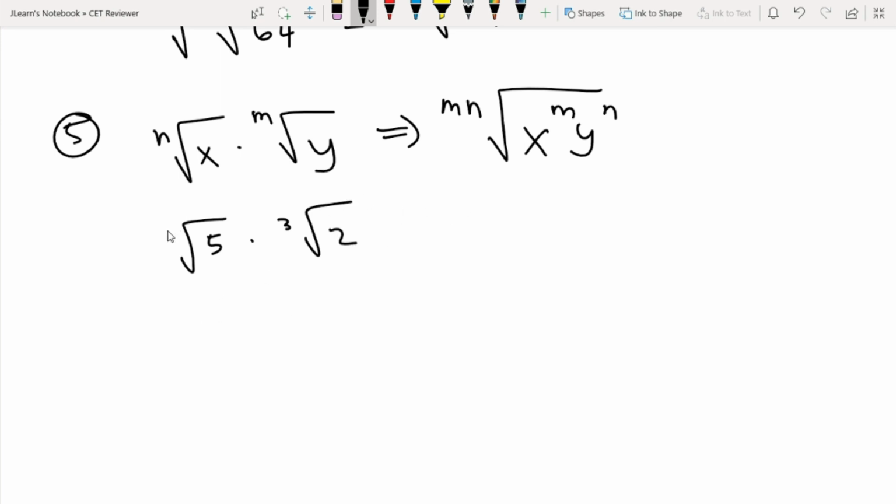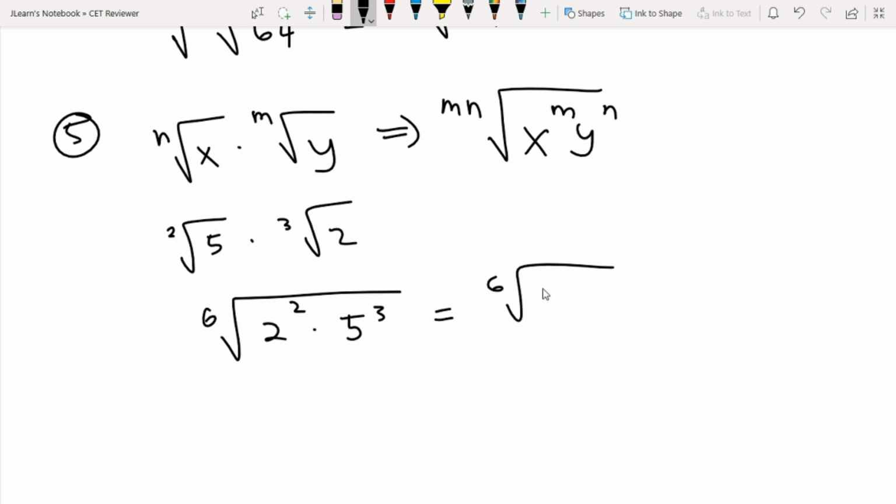Square root yan. So, yung m and n mo ay 2 and 3, kaya 6, tama? So, the sixth root of 5 squared times 2 cubed. So, kukunin mo yung index nung hindi mo root, and yun yung gagawin mo exponent. Okay, and if you simplify this, this will be the sixth root of 500.